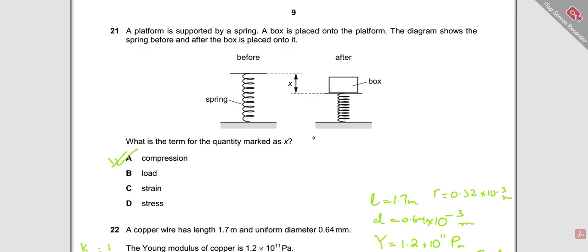So let's keep it here, and I hope you have had some confidence and you'd be able to solve your past paper questions.